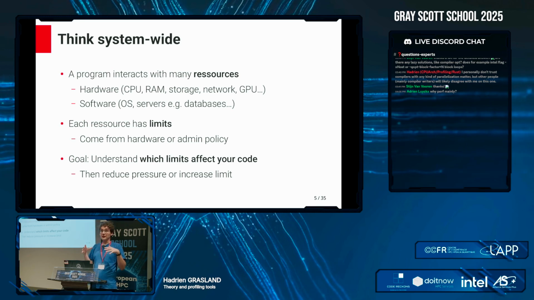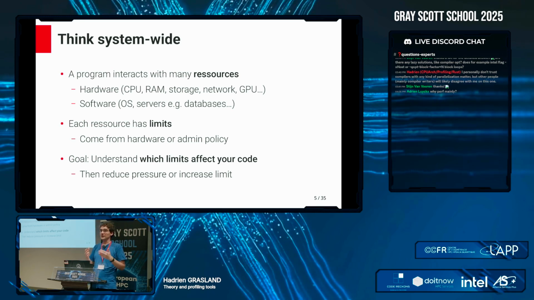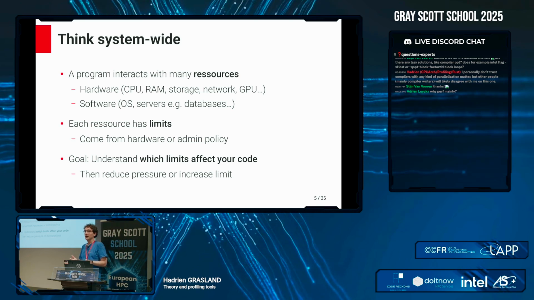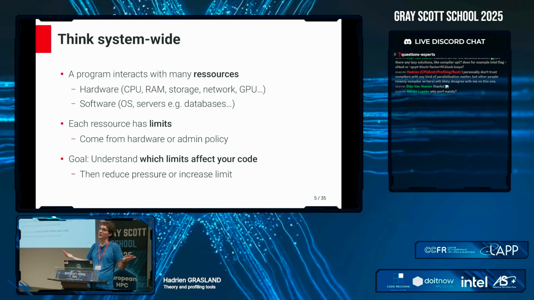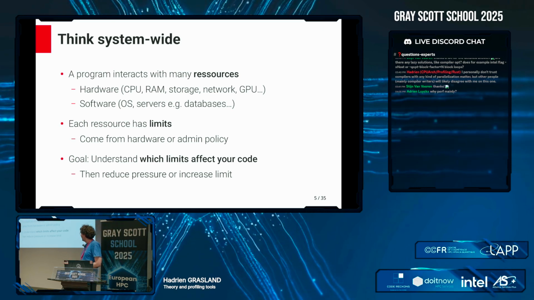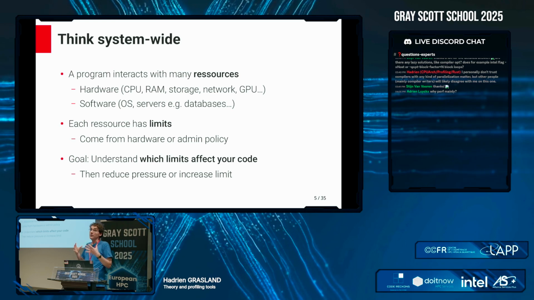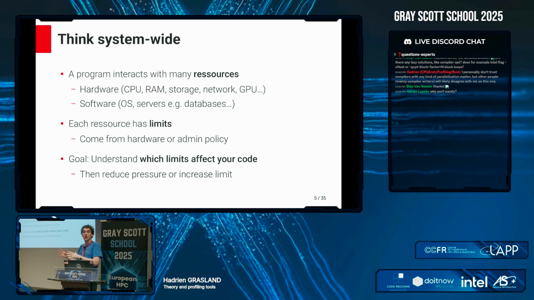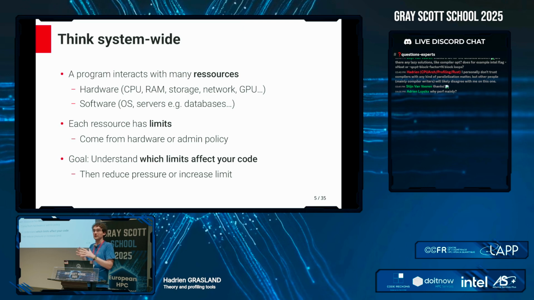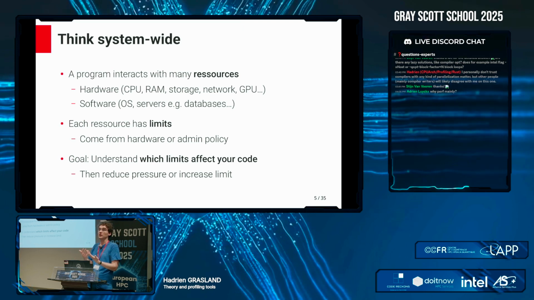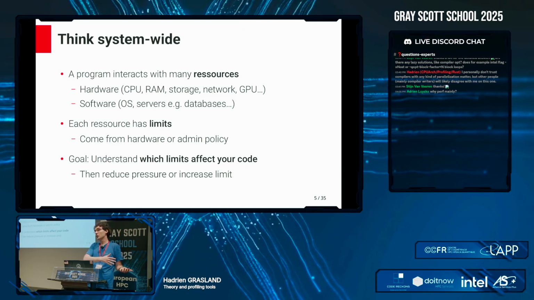The point of this global study is that each of these resources has some limits. It cannot go infinitely fast. It would be great, but we don't have that. And at any point in time, one or more of these resource performance limits is going to be what defines your program performance. Your program cannot go any faster because it's hitting this resource limit.